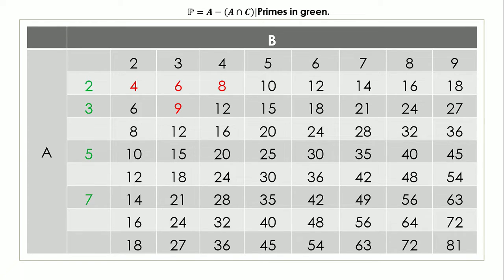Following, the prime notation and the inclusion-exclusion principle. The prime set is equal to A minus A intersection C. In green, all primes, until the limit of A and B, equal to 10.